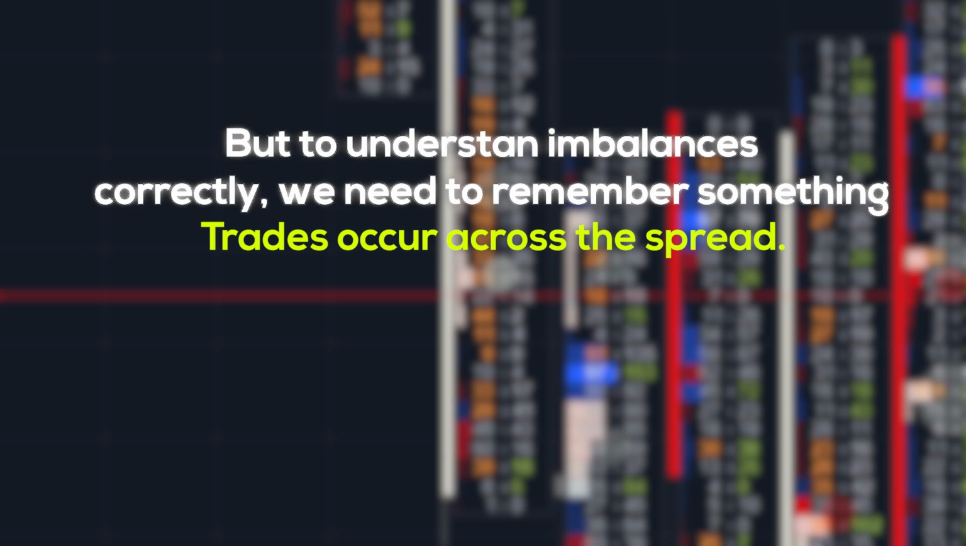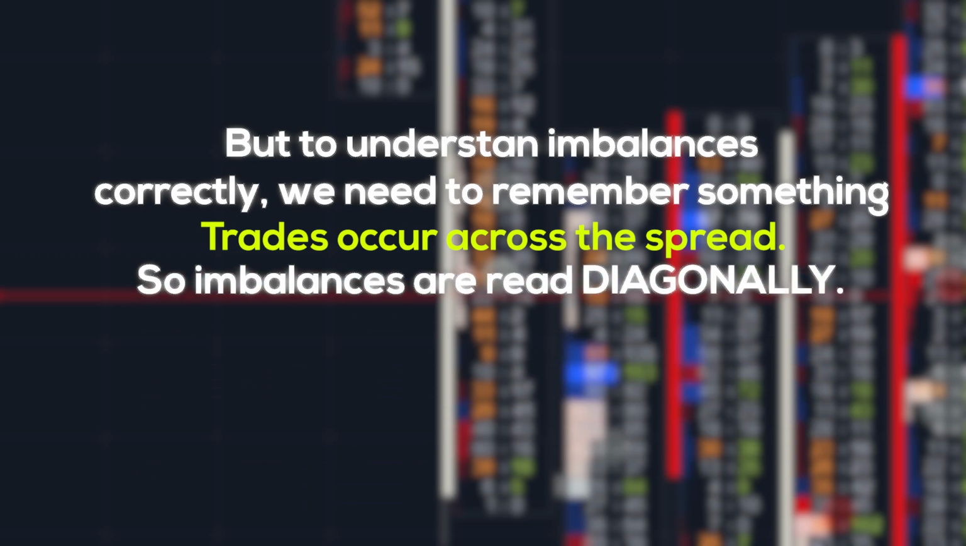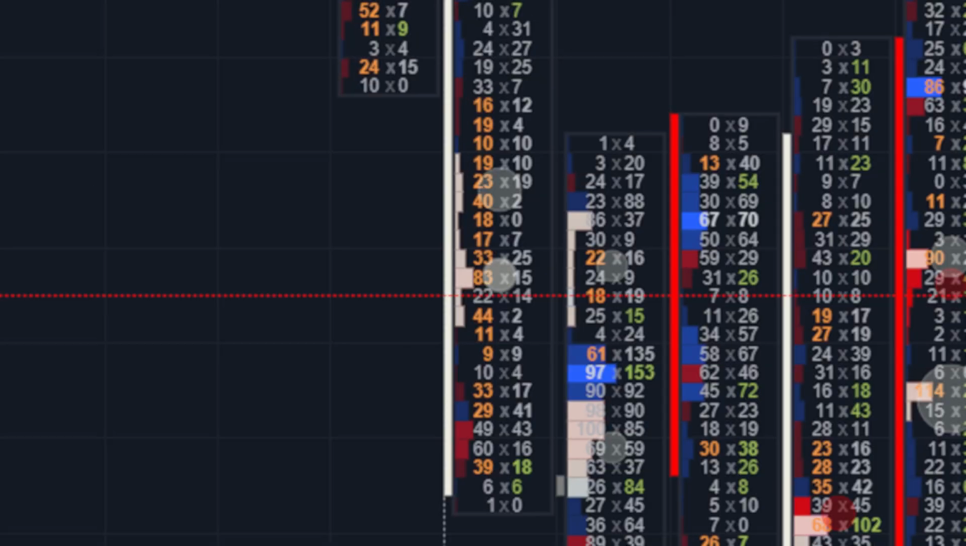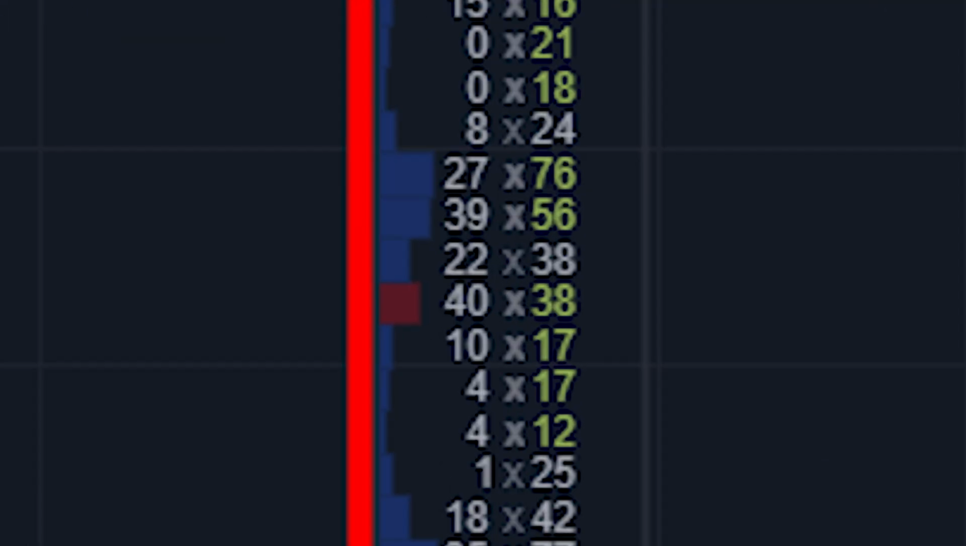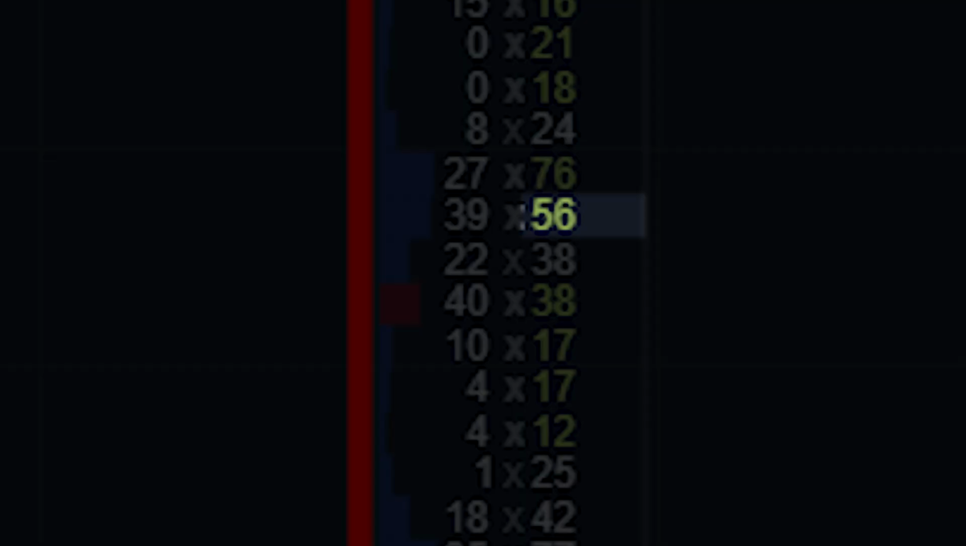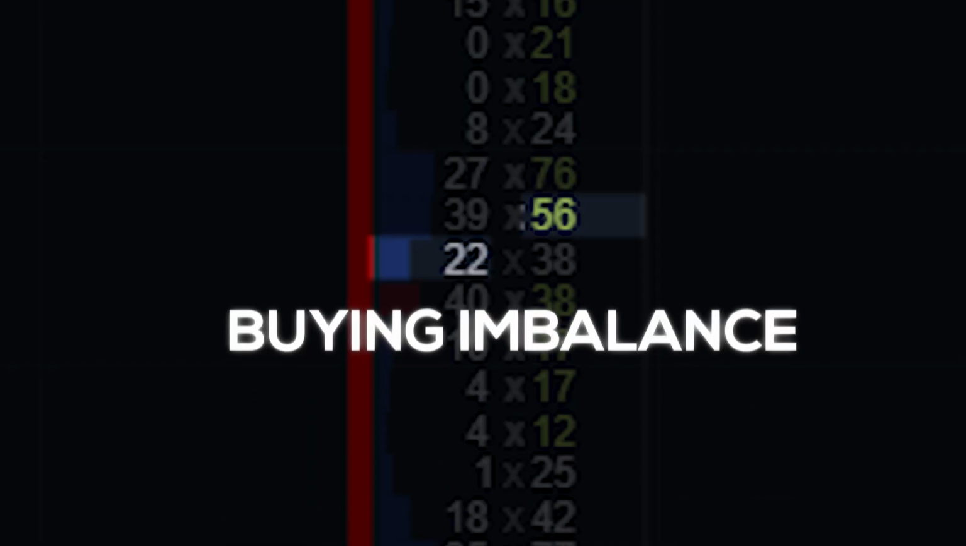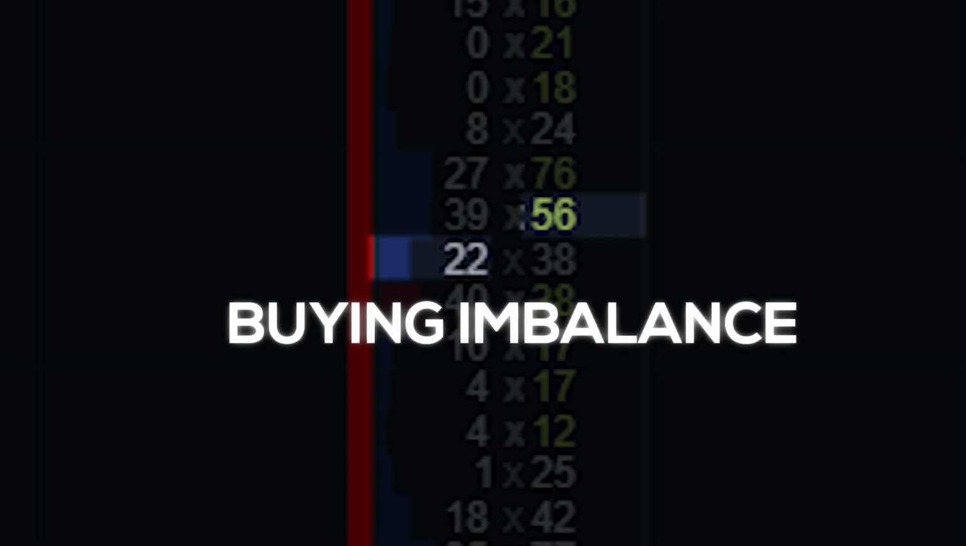Trades occur across the spread, so imbalances are typically read diagonally. We compare the ask volume at one price level with the bid volume one tick below. When aggressive buyers lift the offer with significantly more volume than sellers hitting the bid below, we identify a buying imbalance. The opposite is true for selling imbalances.